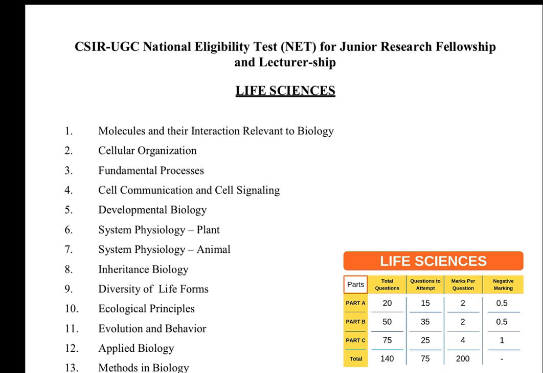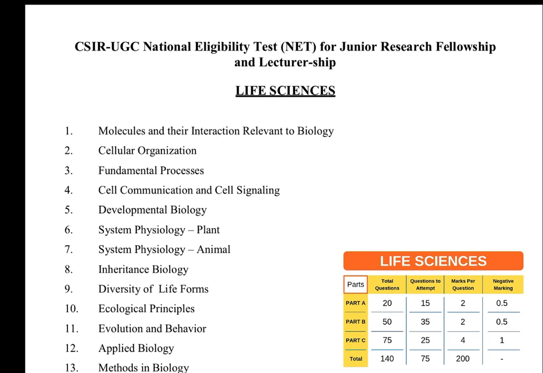The syllabus includes 13 units, out of which 7 to 8 units will be enough to get a JRF. The 7 to 8 units, you have to make thorough. You have to practice all the PYQs from end to end. You have to be thorough.